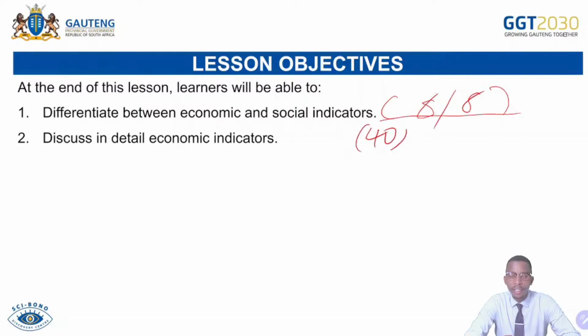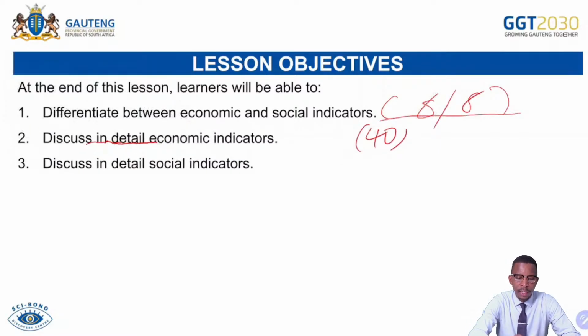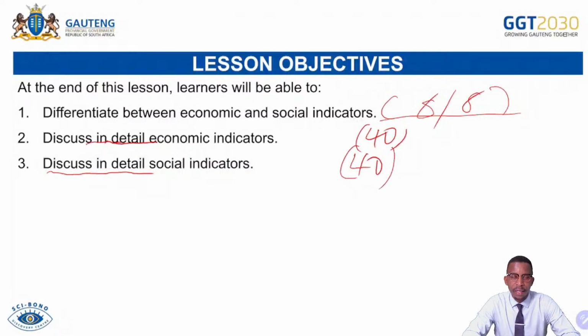Remember, it's an essay, so once we come across "discuss in detail" in your exam guideline, that means it's an essay. And then also, discuss in detail social indicators, it's an essay also. This will be 40 marks if it comes into your examination. Remember that economic indicators or social indicators can also appear as a data response question where you have to answer out of 10 marks.